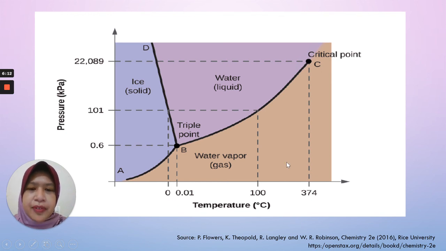This is the phase diagram of water, the real one. You can see here, the critical temperature is 374 degrees Celsius and the critical pressure is 22,000 kilopascal. This is the critical pressure and this is the critical temperature, and it is the critical point.